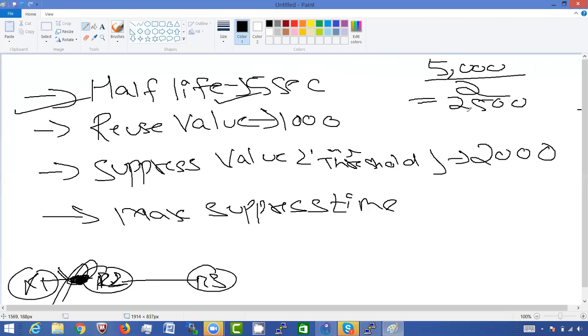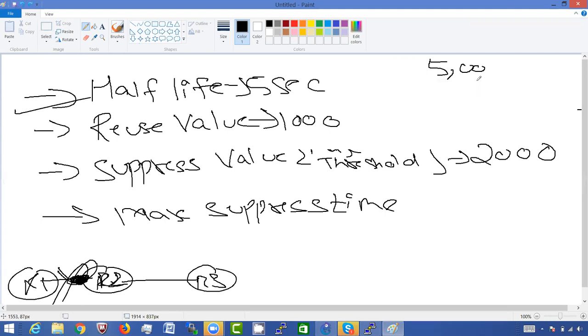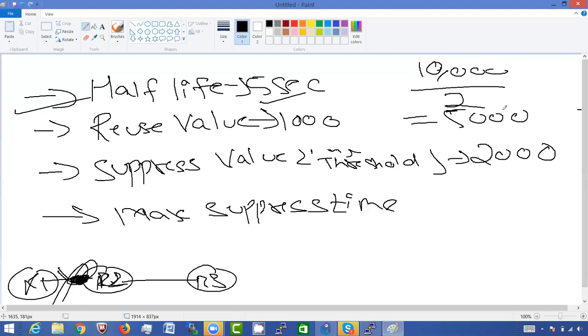Again, after 5 seconds, my penalty will become half. That means now it has become 1250. After another 5 seconds, my penalty will become half again, so now it will be 625. Now this 625 is below this 1000. That means now my router can unsuppress this interface. So this is how your penalty reduces. Default is 5 seconds. Whatever your penalty is, if it was, let's say, 10,000, after this time expires, your penalty will become half, so now it will be 5,000.